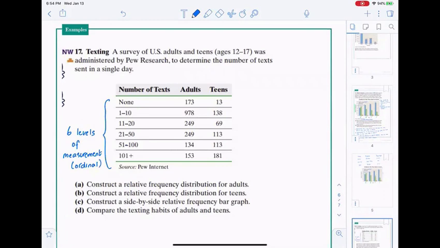And even though they are categorical, these are ordinal levels of measurement, because we're going from none, which is 0, to 1 to 10, and then 11 to 20, and so forth. So this would be ordinal levels of measurement. So we have two groups. The two groups are the adult group and the teen group. So what we have to do is construct a relative frequency distribution for adults and a relative frequency distribution for teens.